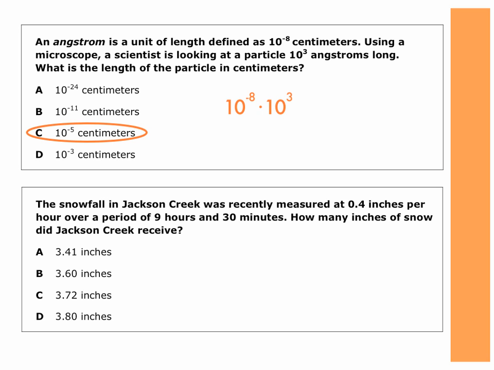We need to be careful here, though, because 9 hours and 30 minutes needs to be rewritten so that it's only containing hours, because the rate that we know the snowfall fell was inches per hour. So any time that we have needs to be measured in hours. Well, 9 hours and 30 minutes is the same as 9.5 hours. So I'm going to take 0.4, the rate at which it fell, times 9.5, the amount of time that it fell, which tells me that 0.4 times 9.5 is 3.8. So Jackson Creek received 3.8 inches of snow.